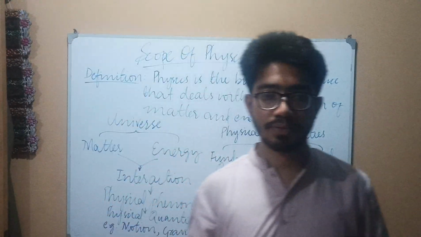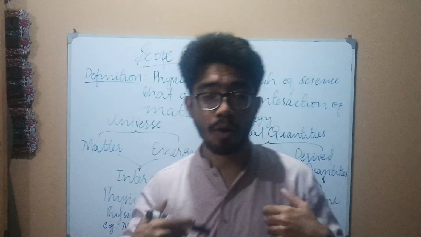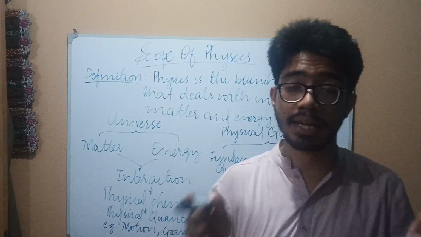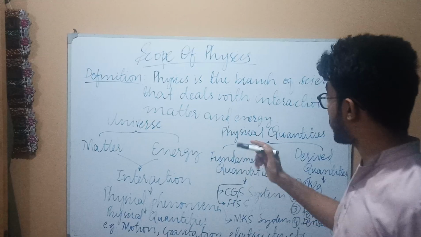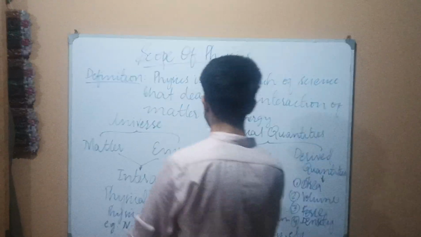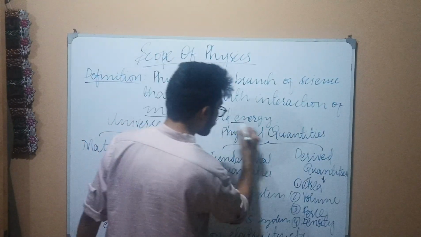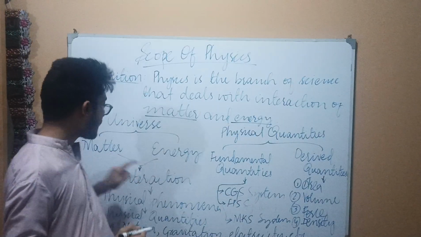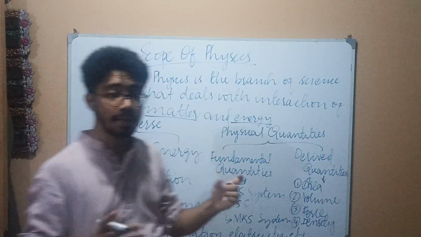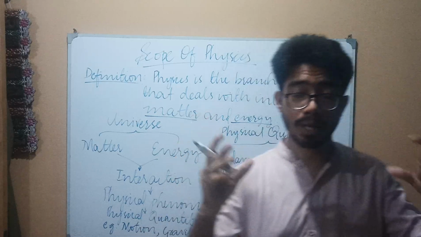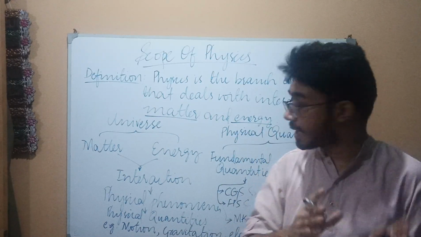When we discuss physics, we should understand this is a branch of science which deals with the interaction of matter and energy. This is the interaction of two things: number one, matter, and number two, energy. Our universe is basically made up of two things, that is, matter and energy.